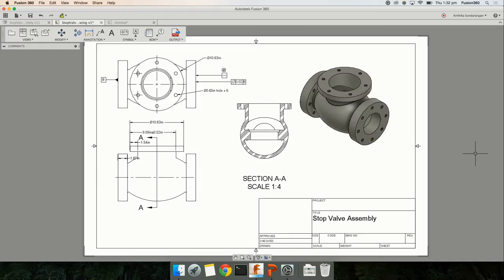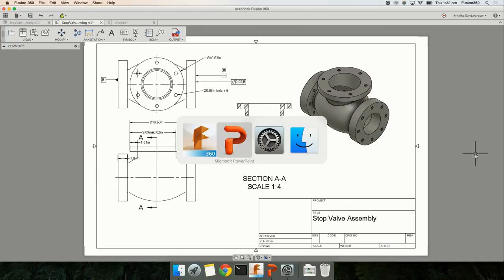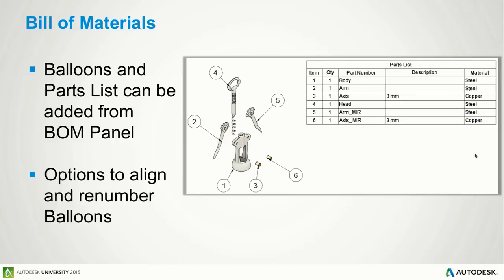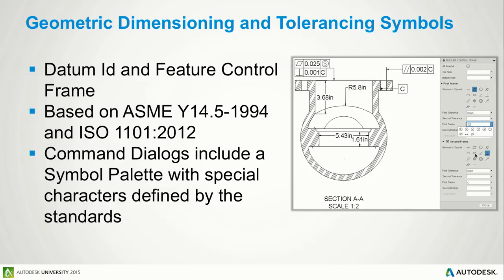So I guess that was it. So once again, let me switch back to the presentation and move on. We just looked at how to create exploded views. We go from the animation workspace, and you can place some bill of materials. And yeah, so we have the datum ID and feature control frame symbols as well.